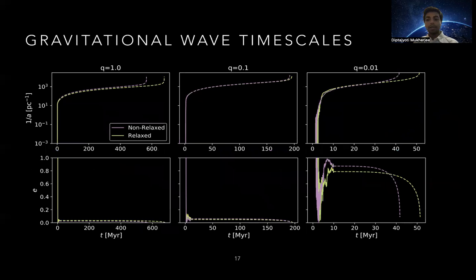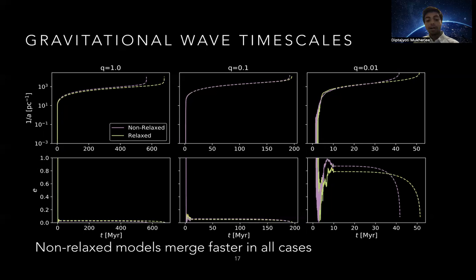So all in all, we should be expecting the massive black hole binaries embedded in non-relaxed models to merge faster. And that's what we see across our simulations. The non-relaxed models have merged faster in all cases.